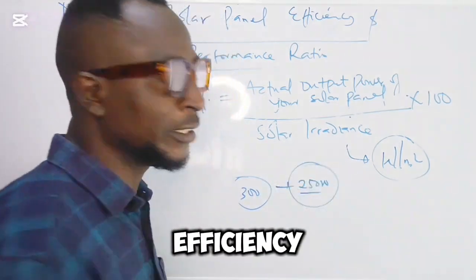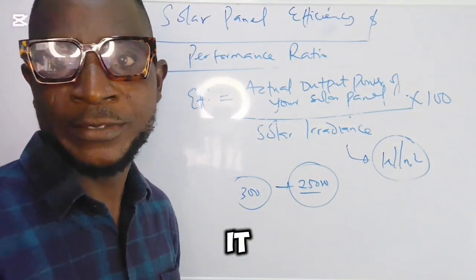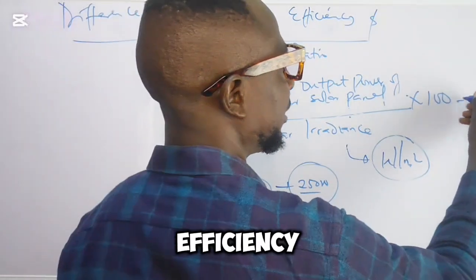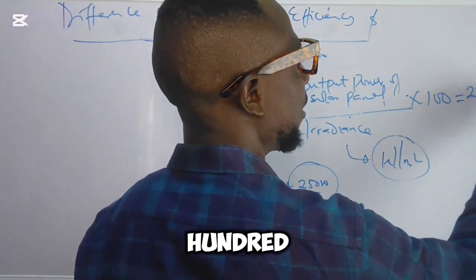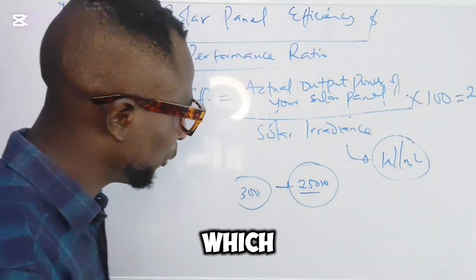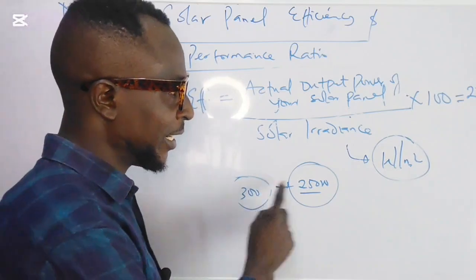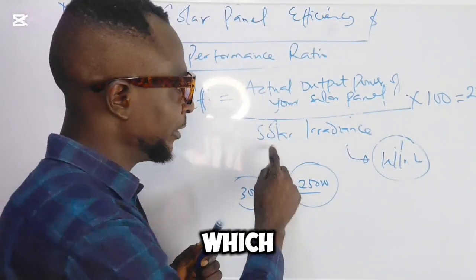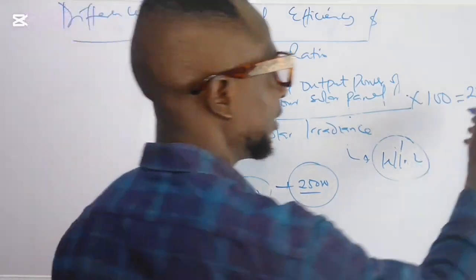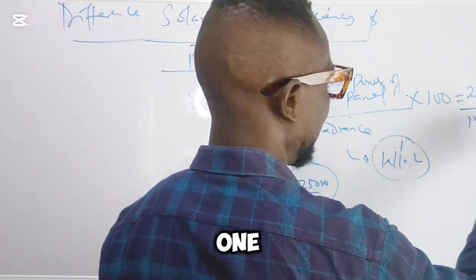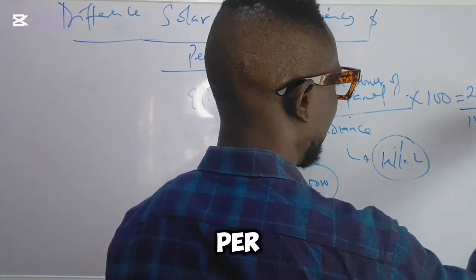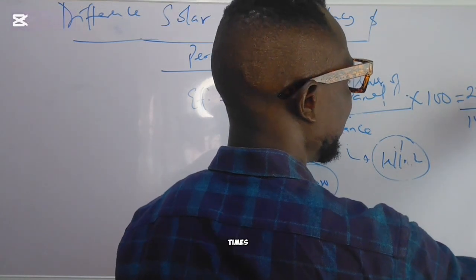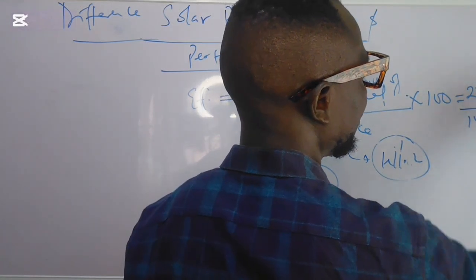Now, what is the efficiency of your solar panel? It is very simple. It means the efficiency is the 250 watts, which you are getting out as a result of this input solar power, which is the solar irradiance, divided by what? 1000 watt per meter square times what? 1000.